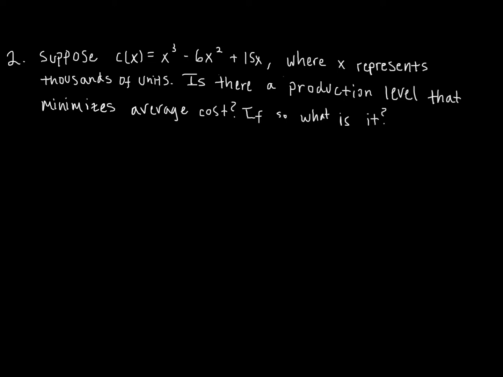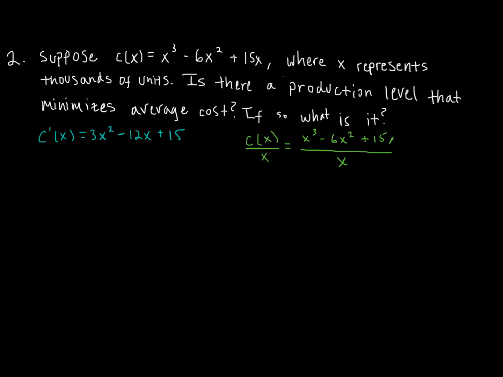Okay, so minimizing average cost means I want to look for places, production levels, X values, where the marginal cost, the derivative of the cost, is equal to the average cost. And those are going to be the places where I could have an absolute minimum. Notice I don't have to have an absolute minimum there, but I could. So we'll want to find marginal cost, set it equal to average cost, solve for X for that particular production level, and then test whether that production level is in fact an absolute minimum or an absolute maximum.